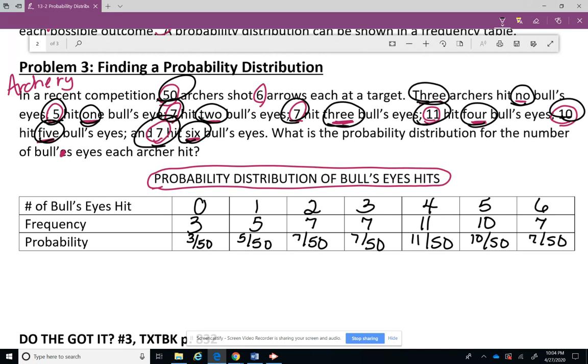Now, if they wanted to particularly ask you a question, like what's the probability of hitting 2 bullseyes? That's 7 over 50. And you don't have to reduce it because it's already simple. That's just if they asked you a particular one. That is not the question in this one. They wanted to know what is the probability distribution.